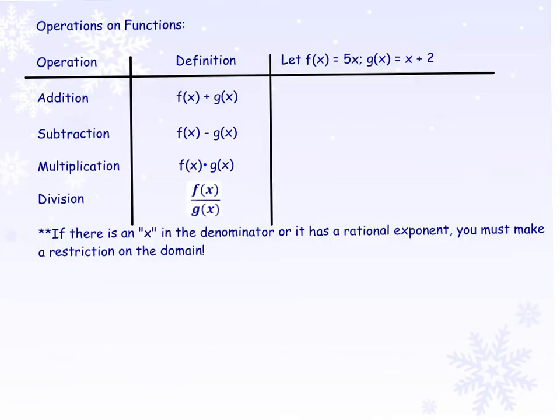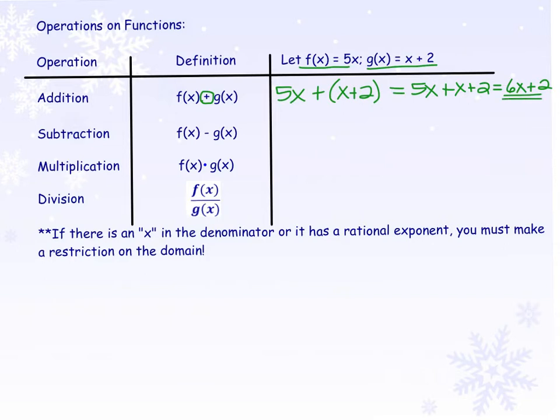When working with multiple functions, we can add, subtract, multiply, and divide them. We have f of x equals 5 times x, and g of x equals x plus 2. The operations for addition, subtraction, multiplication, and division are as such. Addition simply means you add the two functions together. That's pretty straightforward stuff. If f of x is 5x, and g of x is x plus 2, and we add them together, technically we wouldn't really need that parenthesis for that second function. We would just get 5x plus x plus 2, and that would equal 6x plus 2 when you simplify.